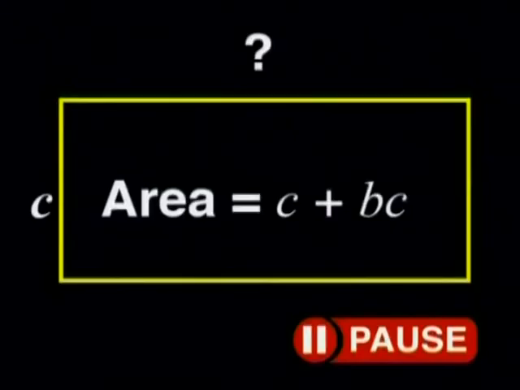Now, for more practice at factorizing, we're going to do the opposite of what we've just done. I'm going to give you the area of the rectangle, and you need to find the length of the two sides. Here I have a rectangle whose area is c plus bc, and I tell you that one of the sides has a length of c. What is the length of the other side?